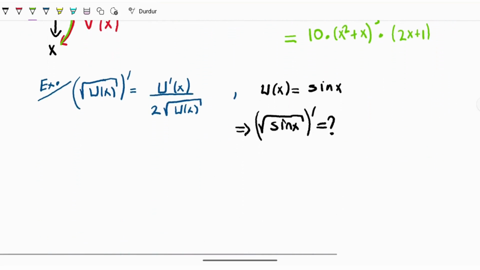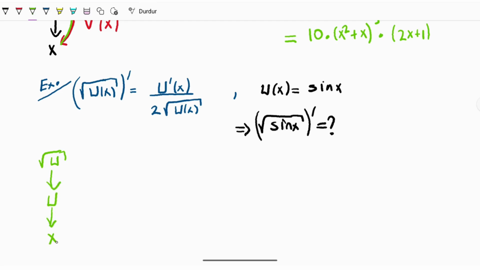Let's see the next example. And consider square root of u. Square root of u depends on u and u depends on x. In that case, we derivate square root of u with respect to u, that is 1 over 2 times square root of u, and derivate u with respect to x, that is u prime of x. By the product of these terms, we obtain this formula.